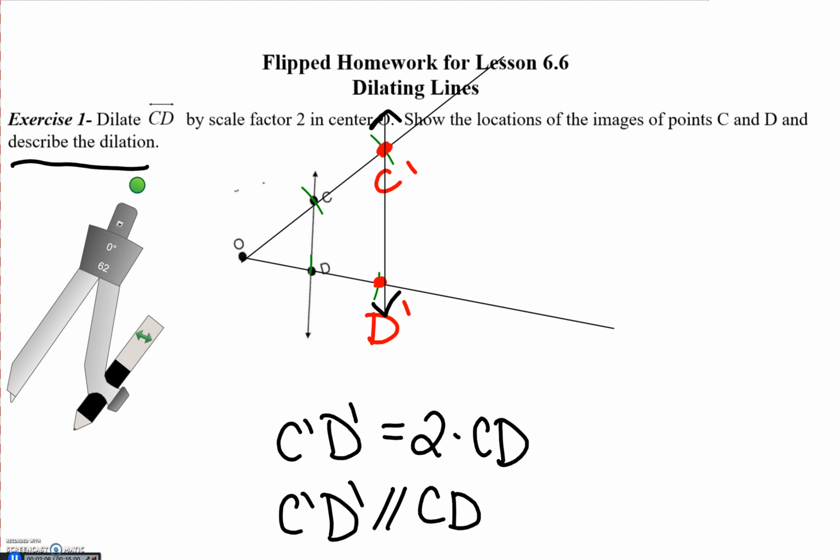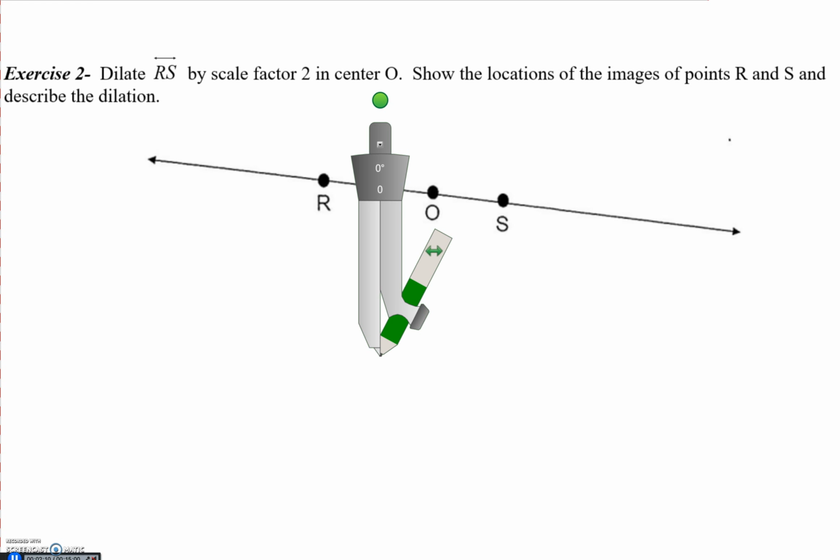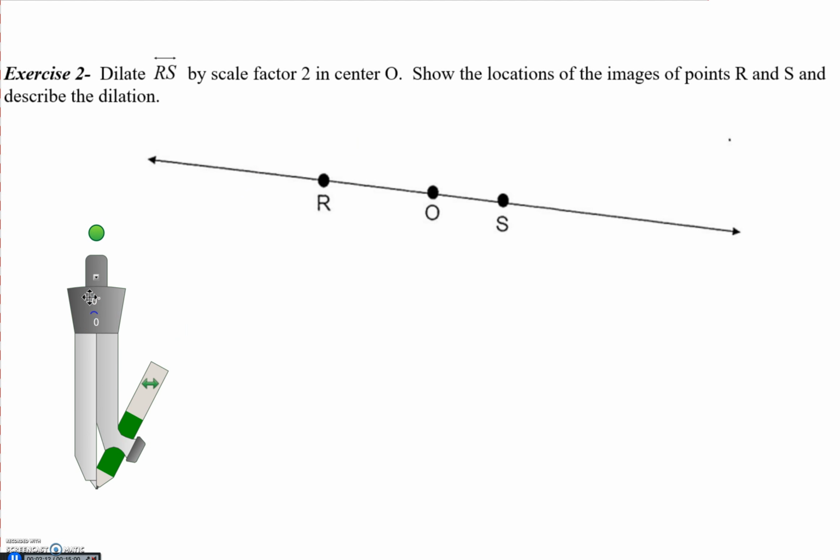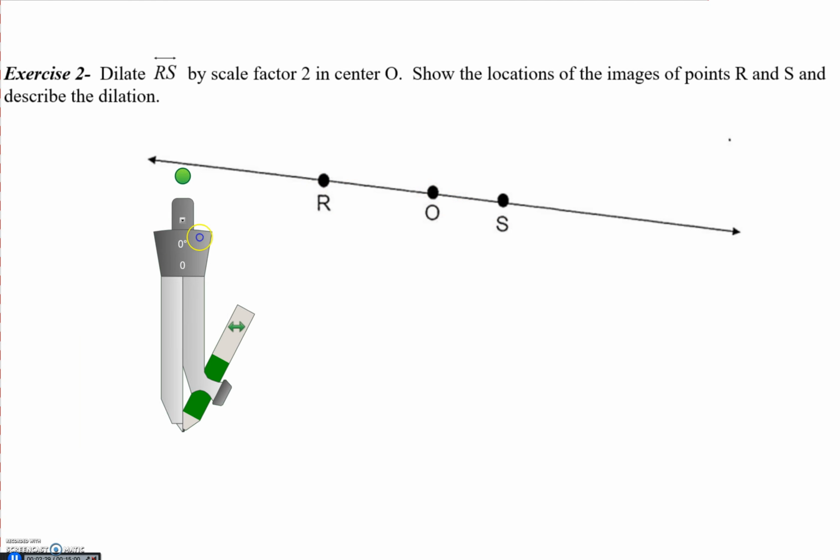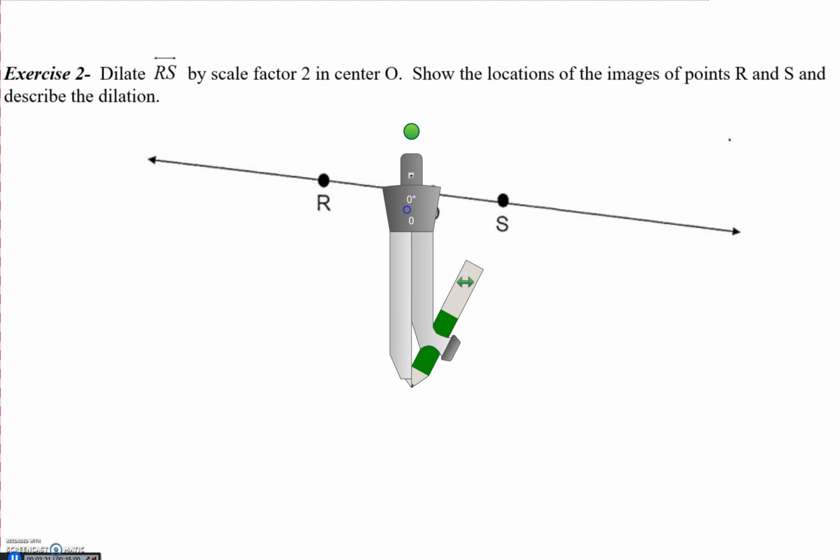Okay, so let's look at our second problem. The second problem states we want to dilate RS by a scale factor of 2 in center O, and then show the locations of the images of R and S and describe our dilation. For here, the center of dilation is actually on the original line. So we're going to pick one to start with.